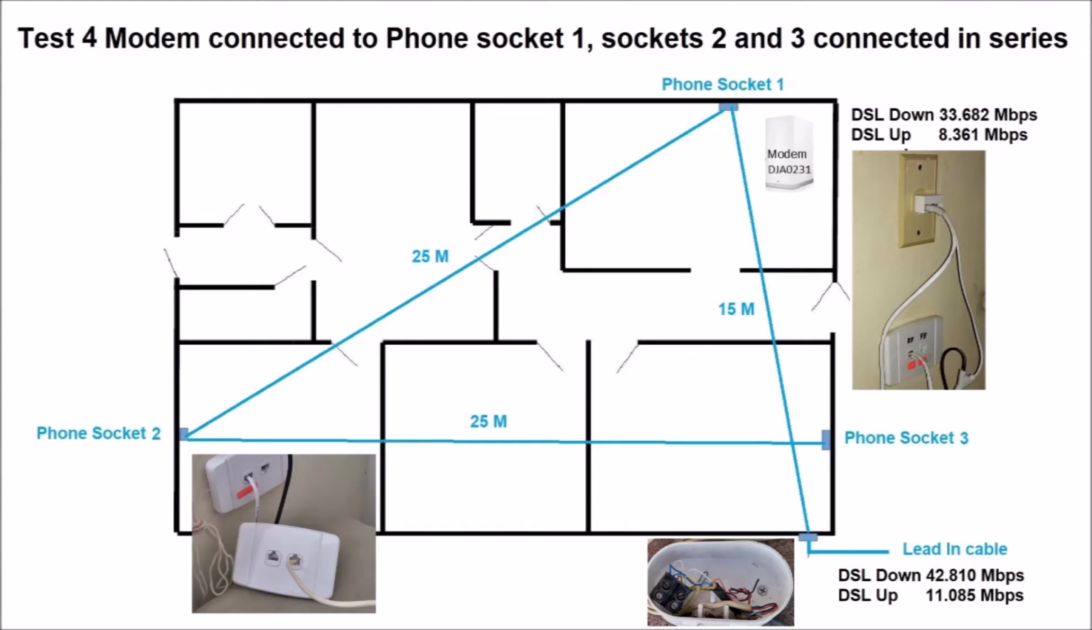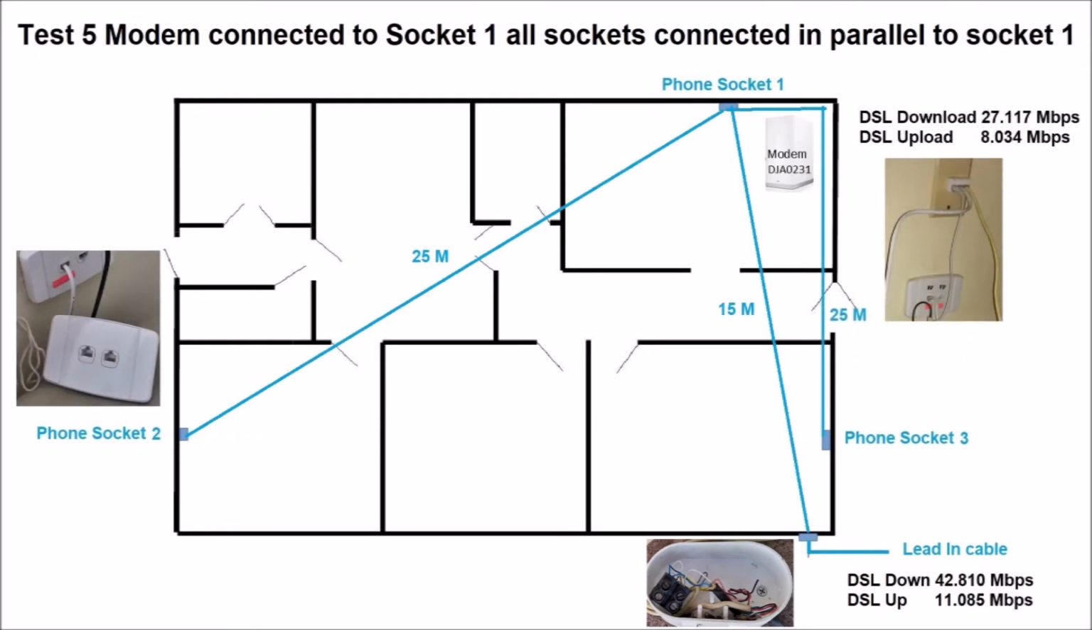This resulted in both the upload and download speed being reduced by over 20% compared to the speed at the lead-in cable. This configuration for connecting extra sockets is known as daisy chaining and is the normal practice used for connecting telephone sockets. Not all houses are wired this way. Some houses have all the extra telephone sockets connected to a central point. This is known as star cabling.